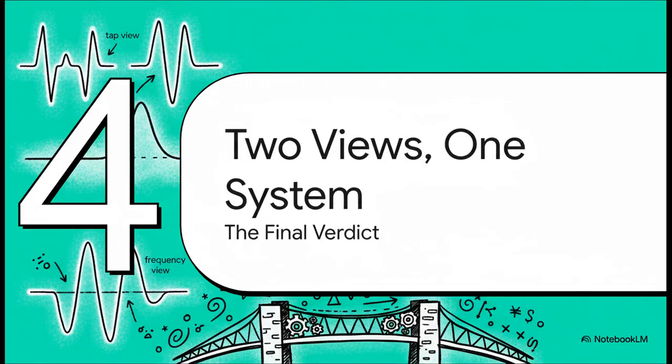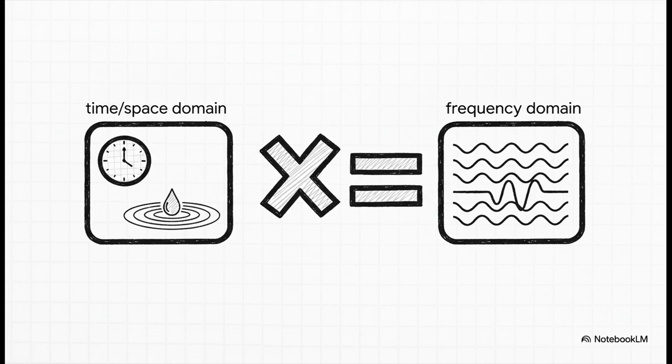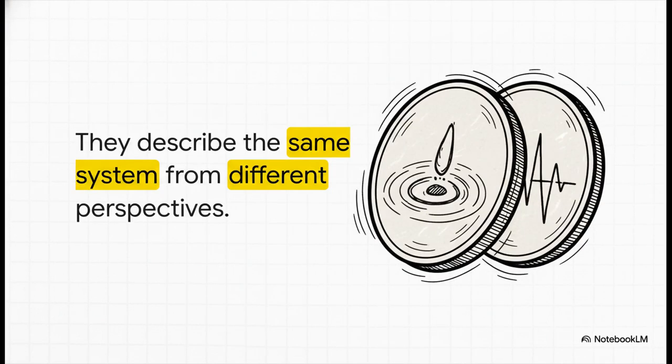All right, so we've seen the tap view, the frequency view, and the mathematical bridge that connects them. So, what's the final verdict here? First off, the most important conclusion. The Green's function is absolutely not the same as the transfer function. They are different mathematical objects, and they live in different domains. One is in time and space, the other is in frequency. But, and this is the real takeaway, they are two sides of the same coin. They contain the exact same core information about the system.